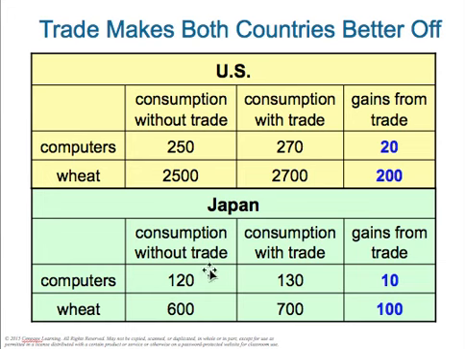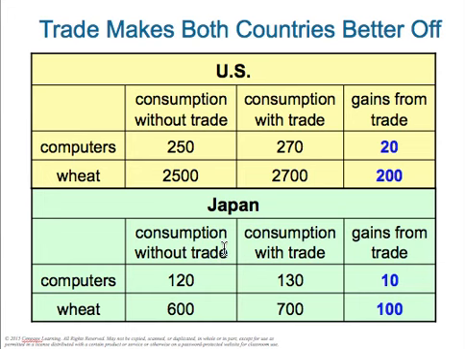So we look at consumption without trade, U.S. and Japan. Consumption with trade, U.S. and Japan. The consumption without trade, the U.S. is going to have 250 computers and 2,500 tons of wheat. But with trade, look at this. We produced 3,400 tons of wheat, but sent 700 away. And then we also got more computers. So we have more computers and more wheat. The gains from trade, plus 20 on computers and plus 200 tons of wheat.